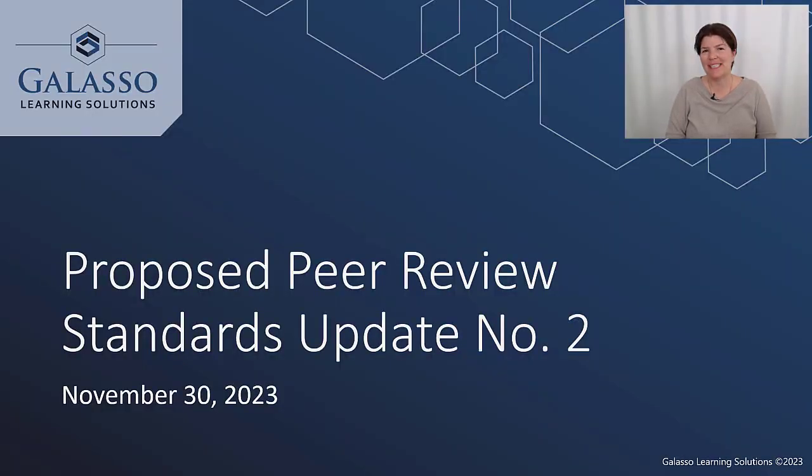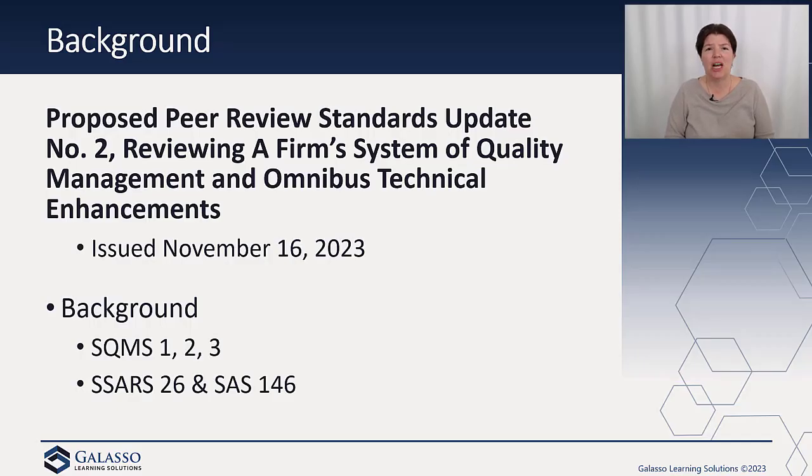My name is Melissa Galasso, and today we're going to talk about a proposed change to the peer review standards. There are two key areas that they're focusing on. One is related to quality management. Obviously, the SQMSs have a change to all the firms who have accounting and auditing practices, and so they want to incorporate some changes into peer review, and also what they consider to be omnibus changes, other changes that need to be addressed. So this was issued on November 16th, and it is going to be a series of changes.